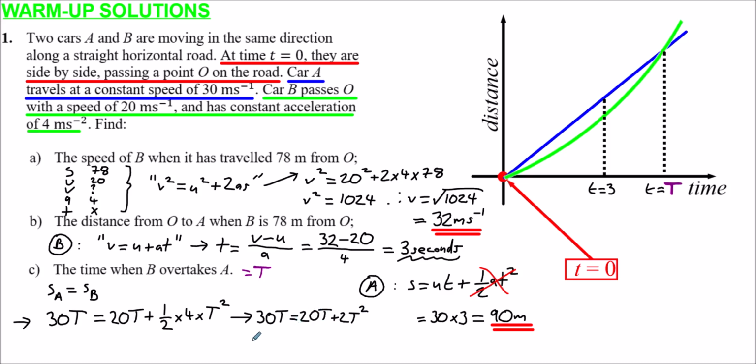Rearranging, I get that 2T squared minus 30T from both sides, minus 10T equals 0. Divide by 2 and then factorize, and I'll get T times T minus 5 equals 0. So they're going to be level with each other when time is 0, which we've already got, or when capital T is 5. So therefore, we can see we're going to overtake when time is 5. So therefore, B overtakes A after 5 seconds.